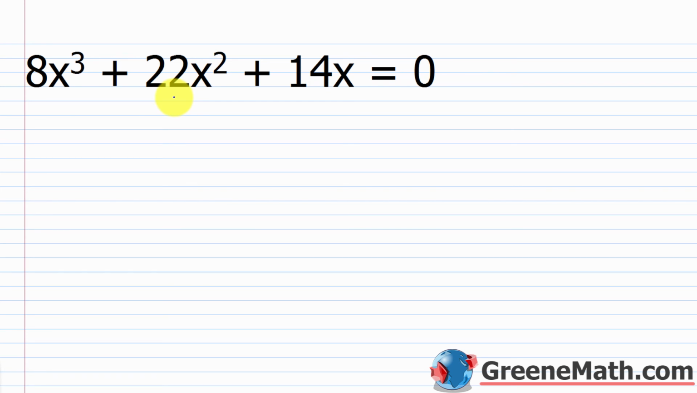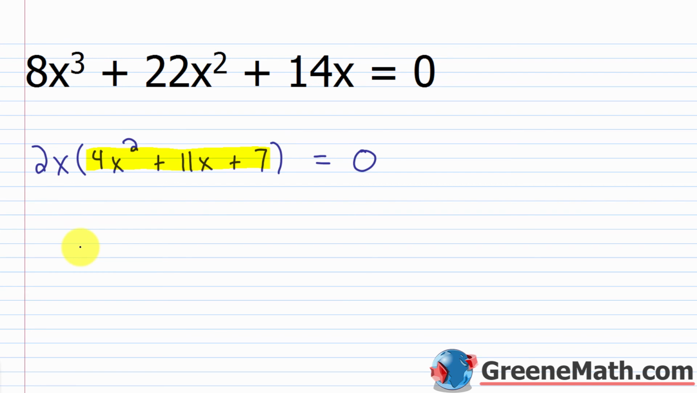So for 8x cubed plus 22x squared plus 14x equals 0, on the left side, it's already in standard form. The first thing you should notice is that there's a common factor of x, and there's also a common factor of 2. So I could pull out a 2x, and what would be left is 4x squared plus 11x plus 7, and this is equal to 0. Now inside the parentheses, we have a quadratic equation. So again, that's something that's familiar to us. So we have our 2x that just stays out in front. And I want to just factor the inside.